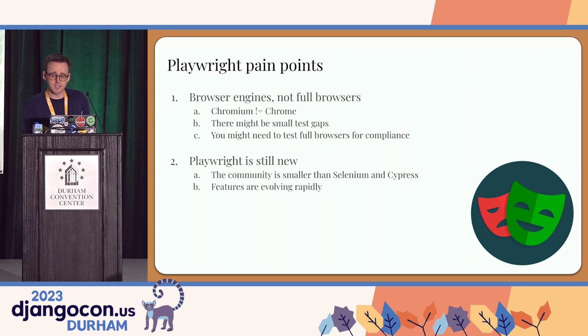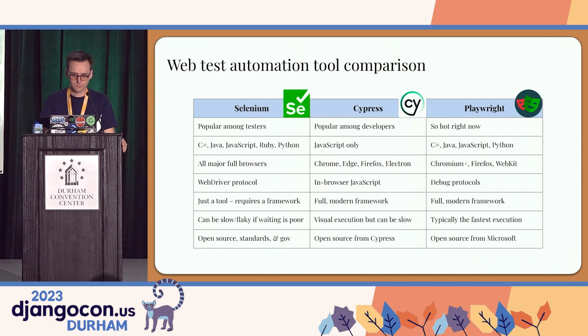Another shortcoming is that Playwright is the newest one. So even though it is gaining in popularity and market share rapidly, it still doesn't have that footprint that Selenium and Cypress have. And features, historically, were evolving pretty rapidly. We're seeing more stabilization now.